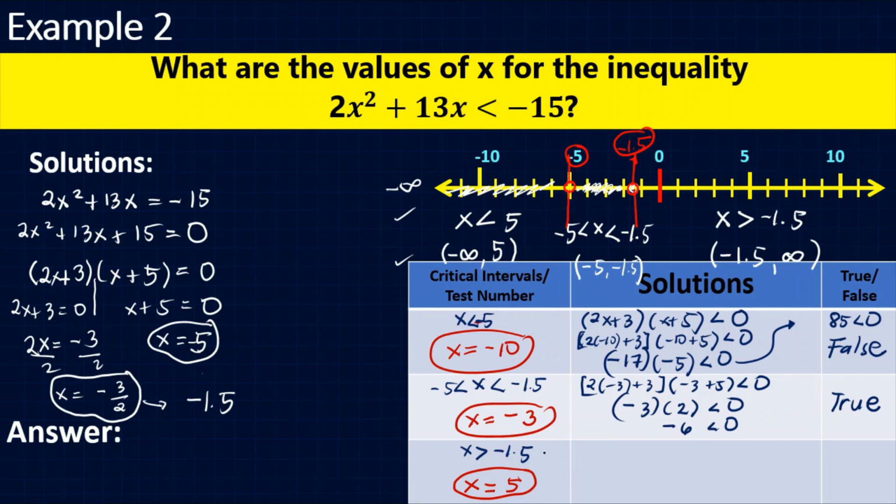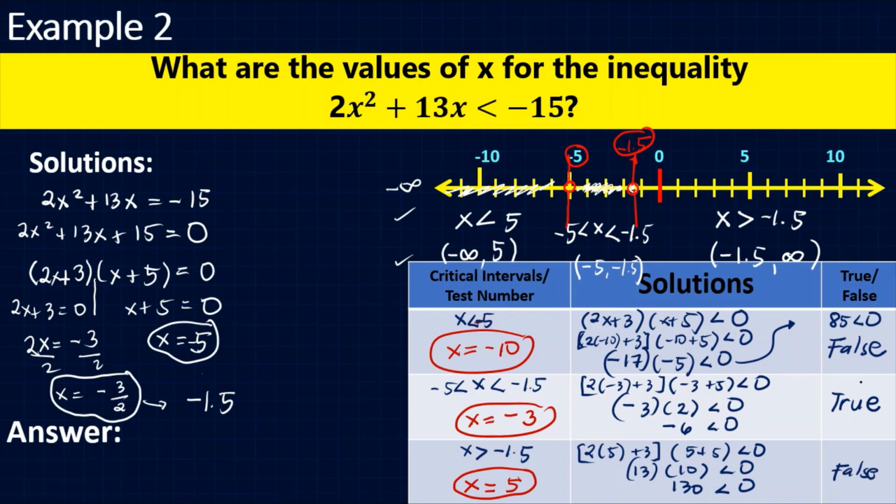Okay, next, for the last interval, we have x is equal to 5. So we have 2 times 5 plus 3, and then times 5 plus 5, then less than 0. So 2 times 5, that is 10 plus 3 equals 13. Okay, and then times 5 plus 5 equals 10, then less than 0. 13 times 10 equals 130, less than 0. Okay, so let us see if it is true or false. Ang 130 ba ay mas mababa sa 0? No. So, therefore, it is false.